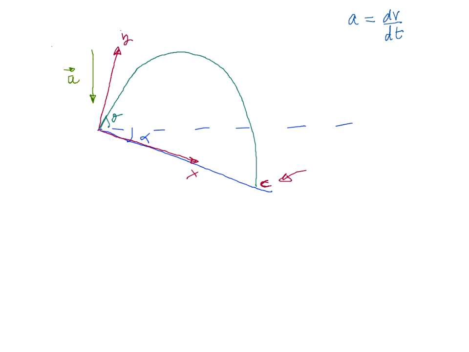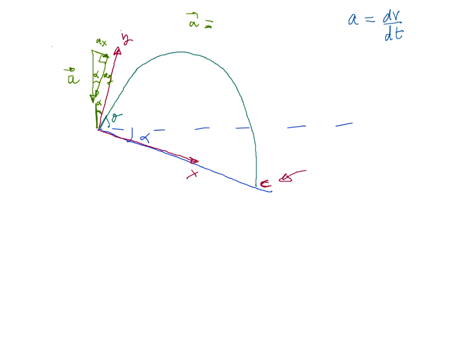Therefore, A has an x component and a y component. This is your ax and this is your ay. Again, we master vectors. Therefore, A is nothing else but, if you know this angle here, which is obviously alpha, then this angle shows up here. Therefore, A is equal to axi plus ayj.